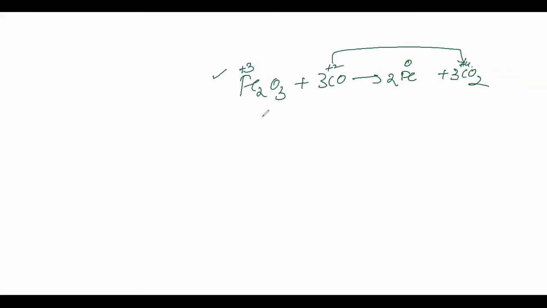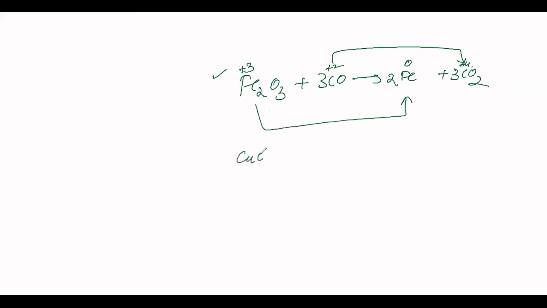Now let's move on to the second question. Which of the following is not an example of redox reaction? You have the first equation Fe2O3 plus 3CO giving 2Fe plus 3CO2. What is the oxidation state of Fe here? Plus 3 to 0. In this case, plus 2 to plus 4. So this is getting oxidized, this is getting reduced. So it is a redox reaction.